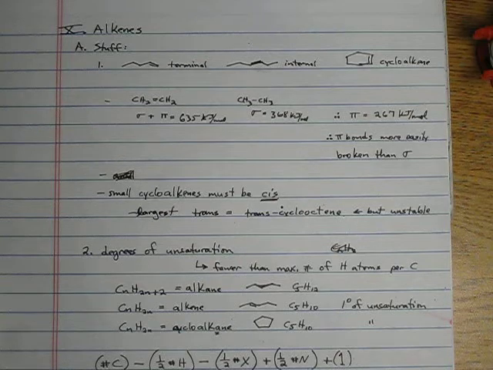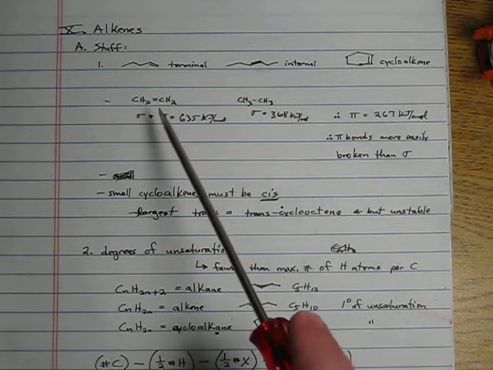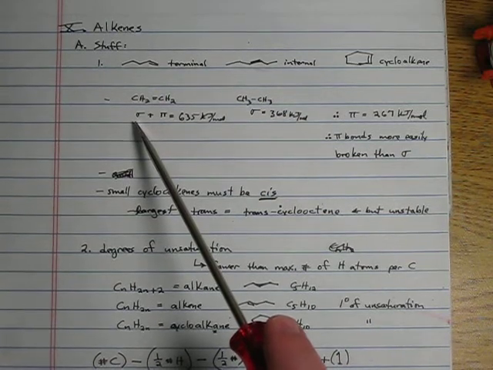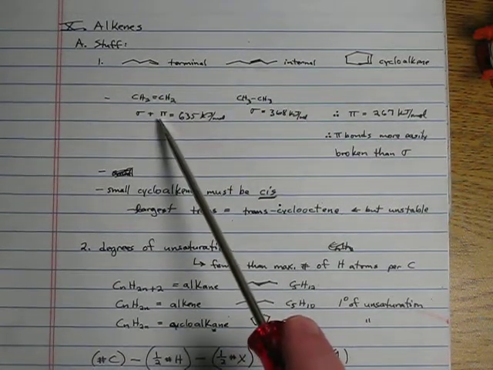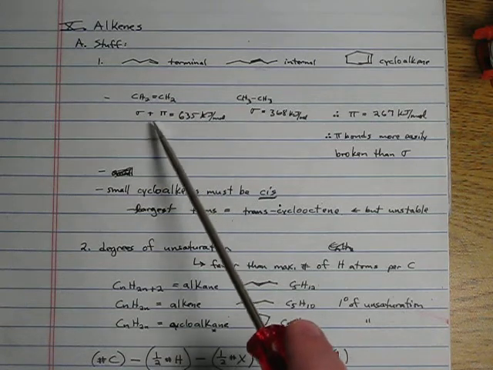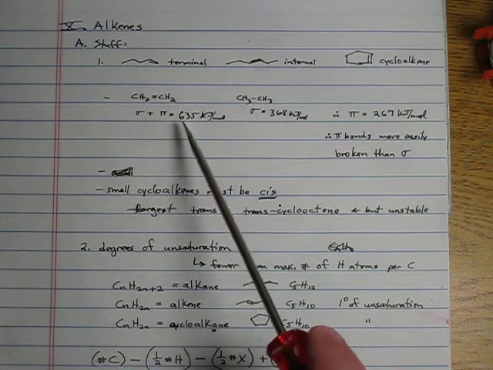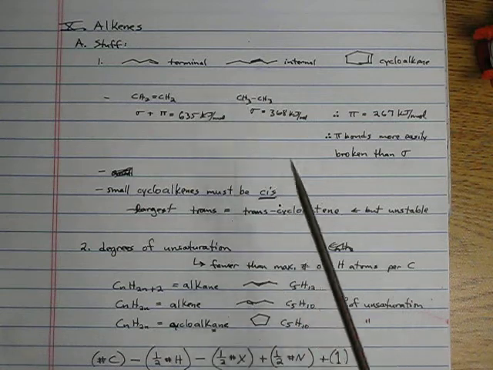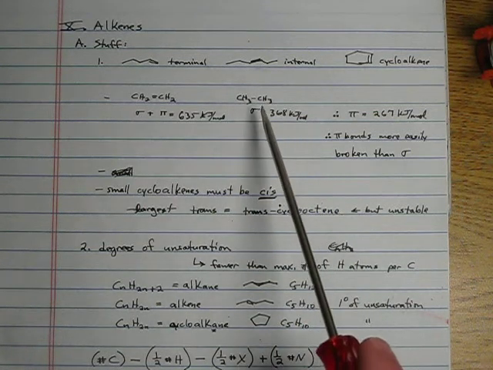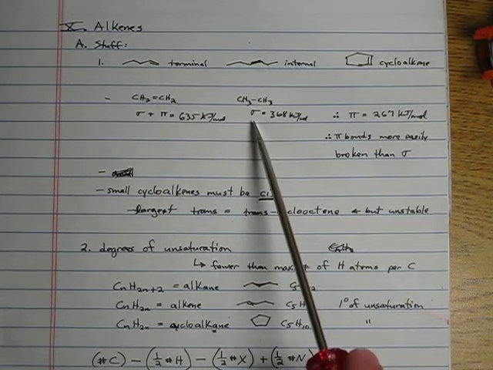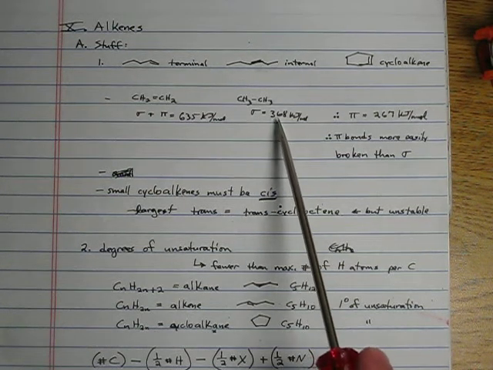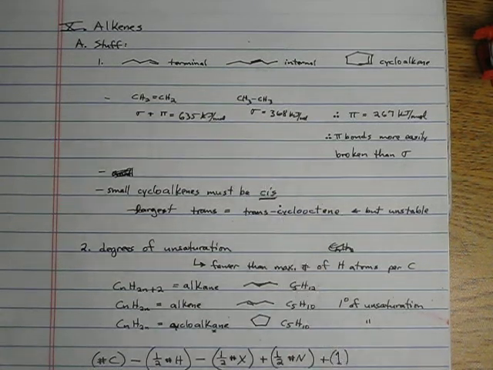A few things to remember, hopefully you do: the double bond of an alkene consists of a sigma bond between the two carbons and a pi bond between the two carbons. If you look on tables, you'll find that the strength of these two bonds together is 635 kilojoules per mole. A typical carbon-carbon single bond has a strength of 368 kilojoules per mole.